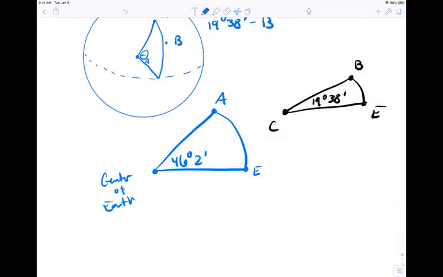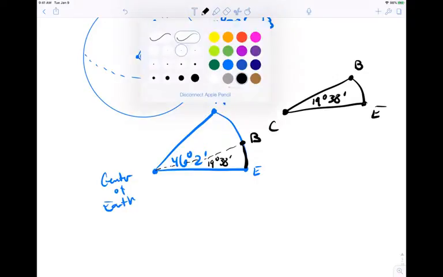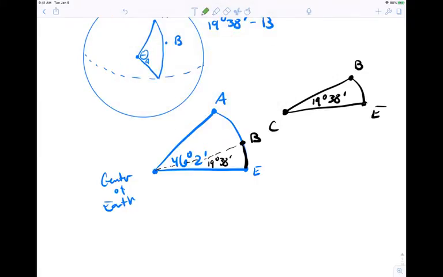So black will be for B. Anyway, if we were to lay these two images on top of each other, city B would be somewhere like this, right? And then you still have this, and you have this going on, right? Where that angle is the 19 degrees, 38 minutes. So then my question is, how can we find this distance from A to B?